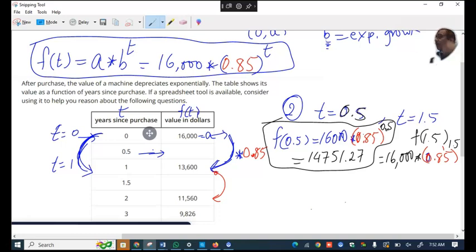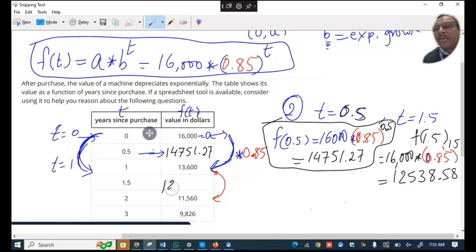So you have to do one more calculation there. And this time, Aiden, can you help me with your calculator? So this is 12,538 point what? Yeah, 58. So I'll put them in the box there. So the first one is 14,751.27. These numbers are very important. And the next one is 12,538.58. Okay, so we have already filled up. So we finished the second question and we recorded that in the table.